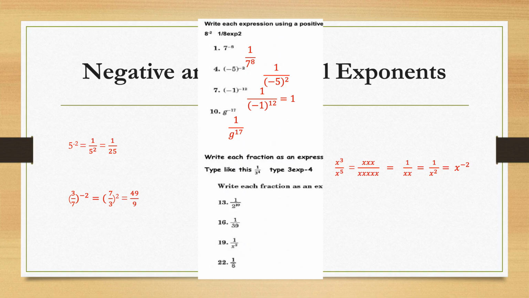Now, in each of those cases, we saw the negative exponent, and then we wrote the fraction form. Now we're given the fraction form. Let's have you write the negative exponent. Let's try number 13. So that would be 2 to the negative 10. Try number 16.